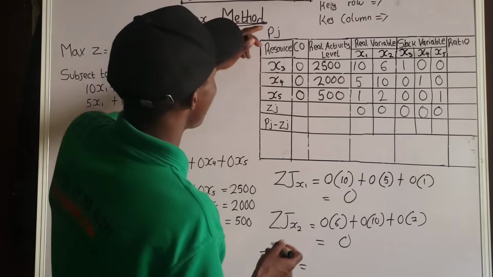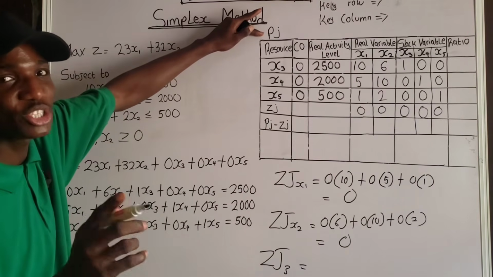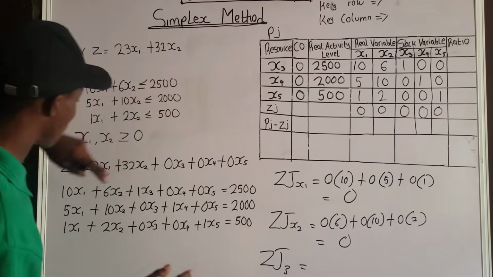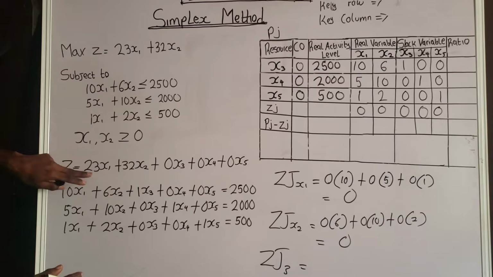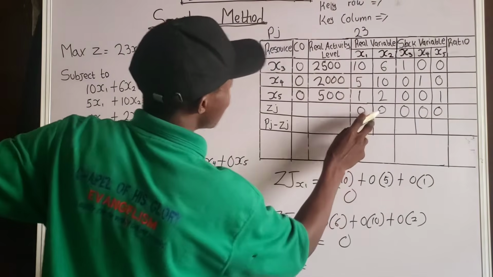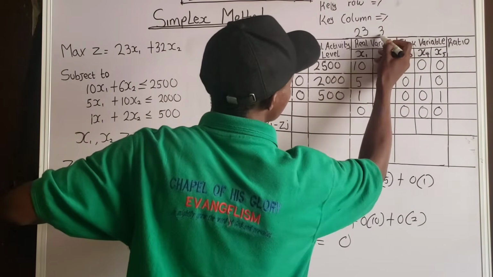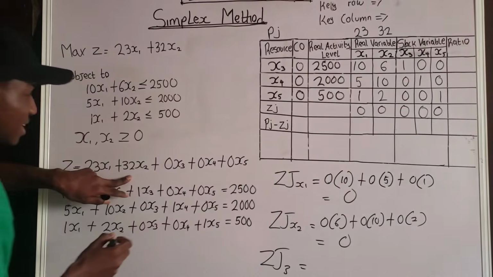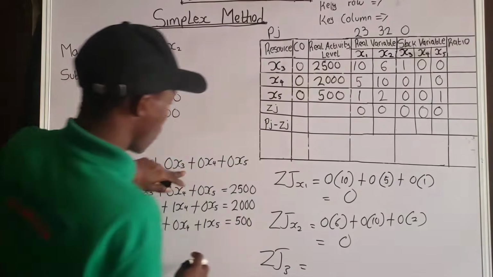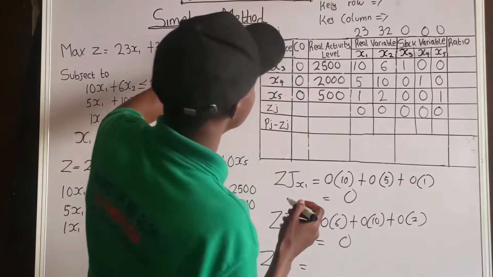Okay, let's start. Sorry, you see, we didn't put the value of pj. Don't forget that I told you that pj is the coefficient of each variable in the objective function. So the coefficient of x1 in the objective function is 23, so I'm going to have 23 in this place. The coefficient of x2 is 32, so I'm going to have 32 in this place. The coefficient of x3 is 0, so I'm going to have 0 in this place. For x4 it is also 0, and for x5 it is also 0. So I've gotten the pj value now.